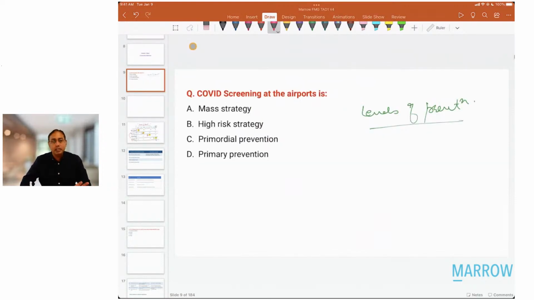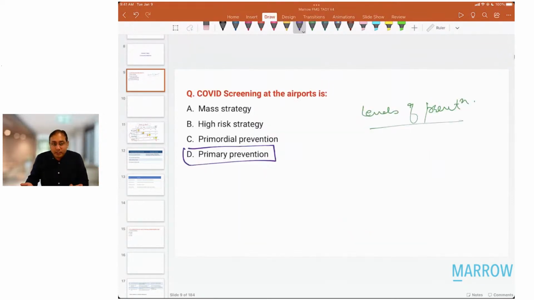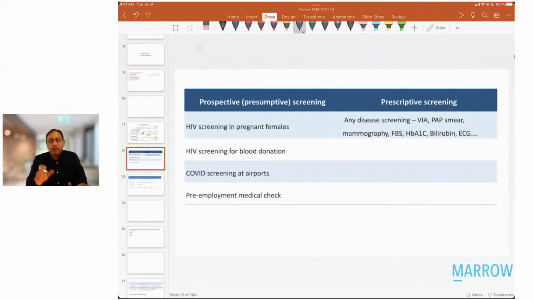If you understand this, COVID screening at the airport, what level of prevention? Please note that COVID screening at the airport is a level of primary prevention. Why do we say primary prevention? Because the main motive is not to prevent the risk factor, it is to prevent the disease in the general population. It is not to find disease and prevent complication in that person, it is to prevent that person entering into the population, because the population is already at risk. So COVID screening at the airport is a level of primary prevention. You are going to get a question on this. This is very ultra high important.